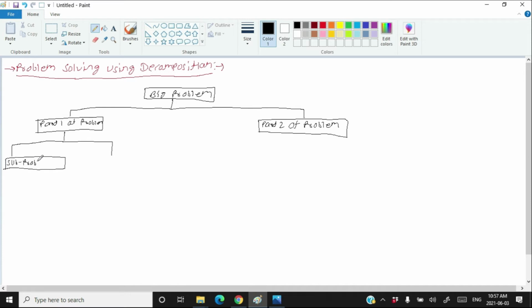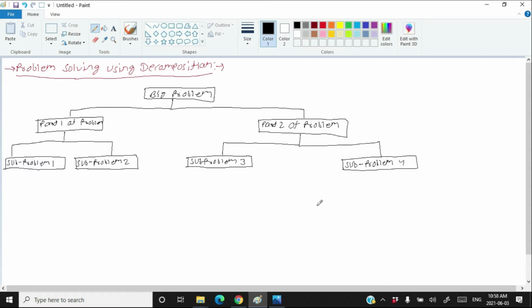The part 2 of the problem has been divided into two subparts, subproblem 3 and subproblem 4. So this is how you keep on dividing the big problems into smaller subproblems until you find a point where you cannot further divide the problem into more small problems.